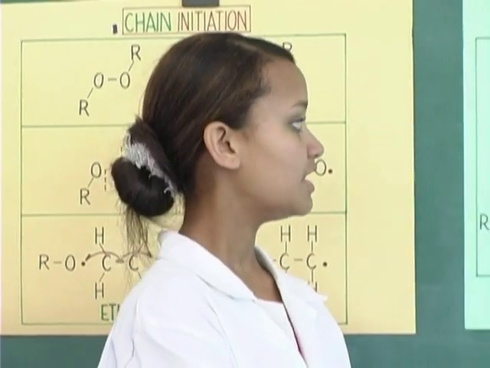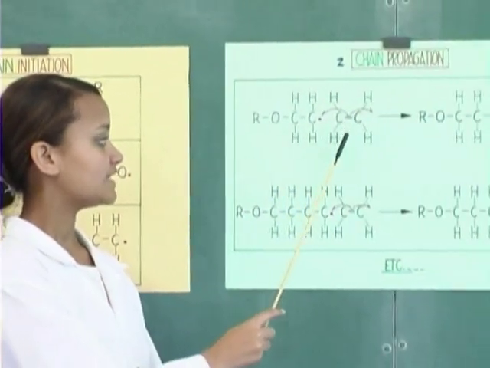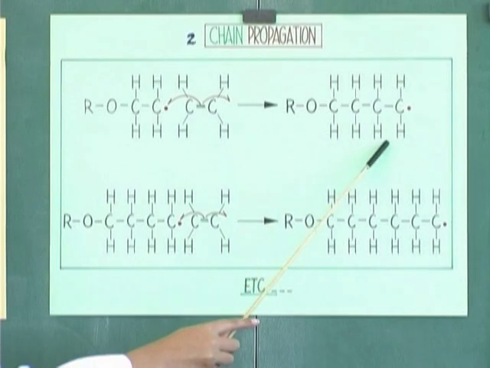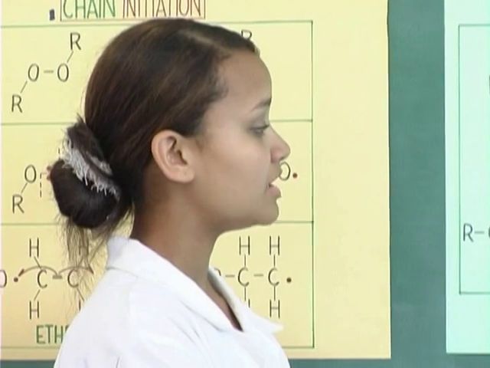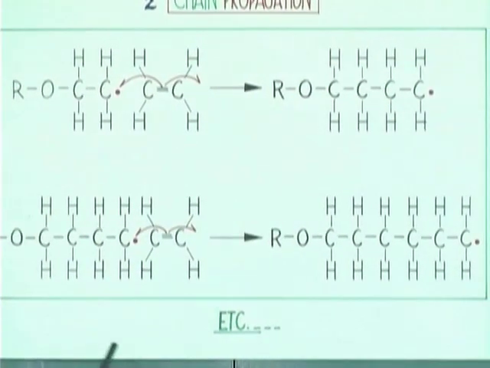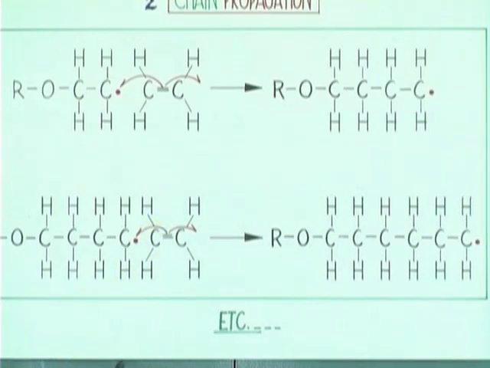Chain progression takes place when this new free radical is joined covalently to a second ethene molecule to produce a chain-extended new free radical. This process of adding ethene monomer molecules is repeated hundreds of thousands of times in a short time period until we get chain termination.